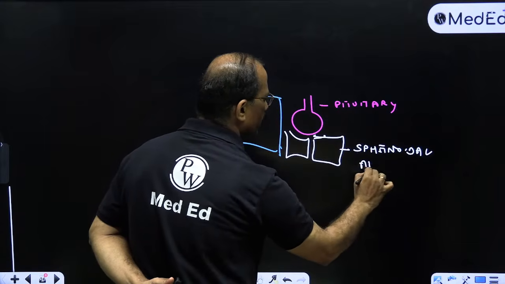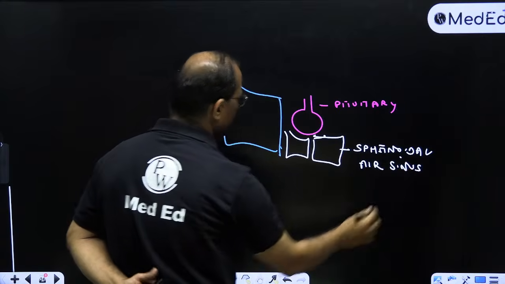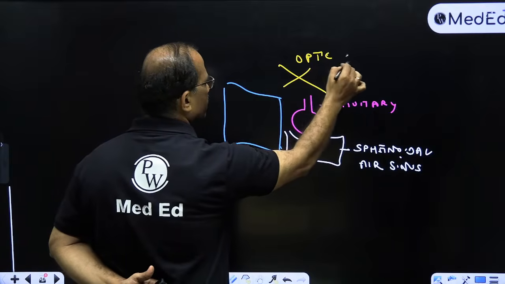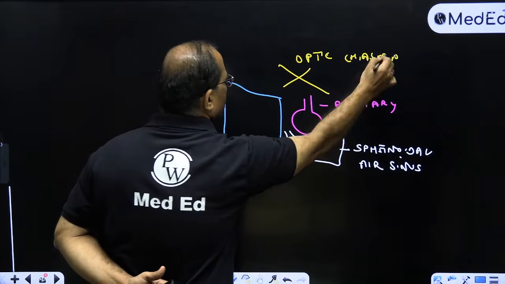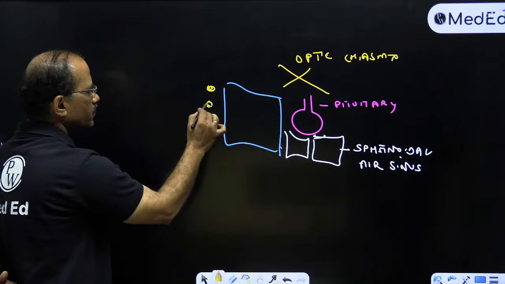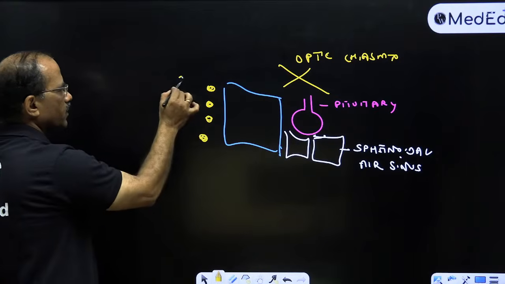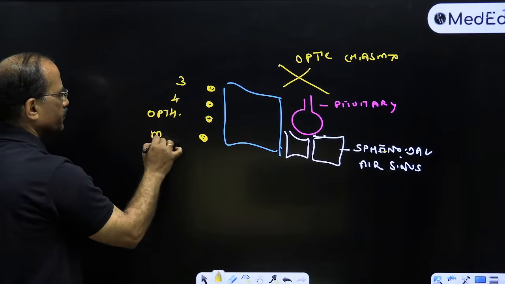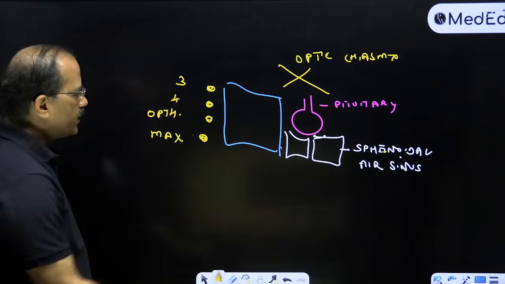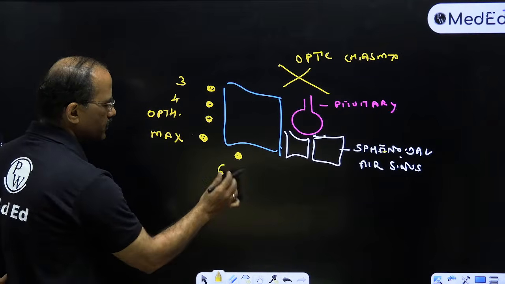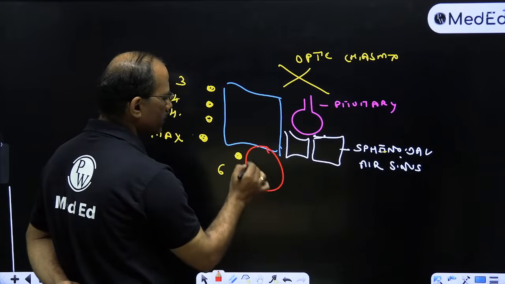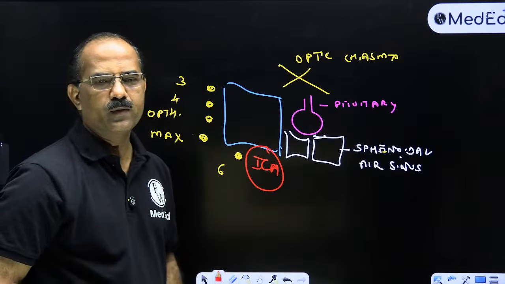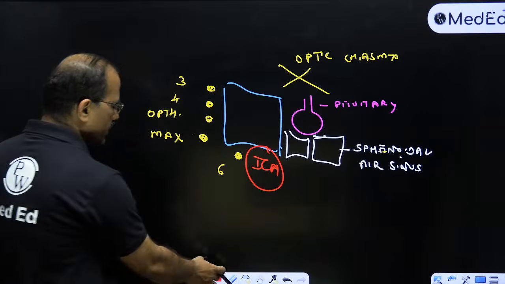Sphenoidal air sinus. What is above? Optic chiasma. Tell me who's this? Third, fourth, ophthalmic, and the maxillary nerve. In the floor is the sixth nerve and internal carotid artery. So this is the cavernous sinus.